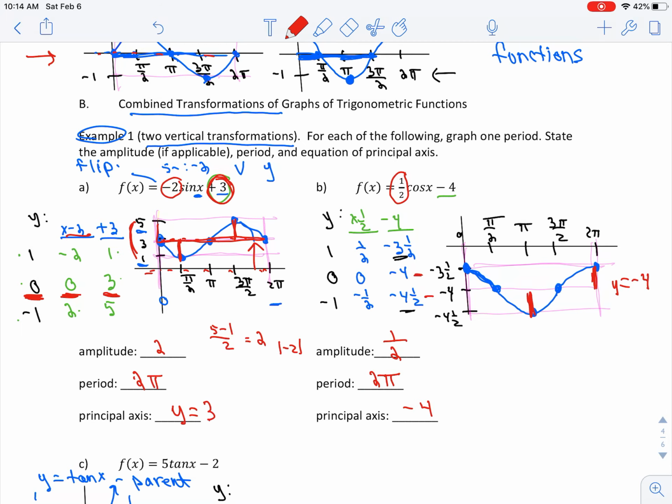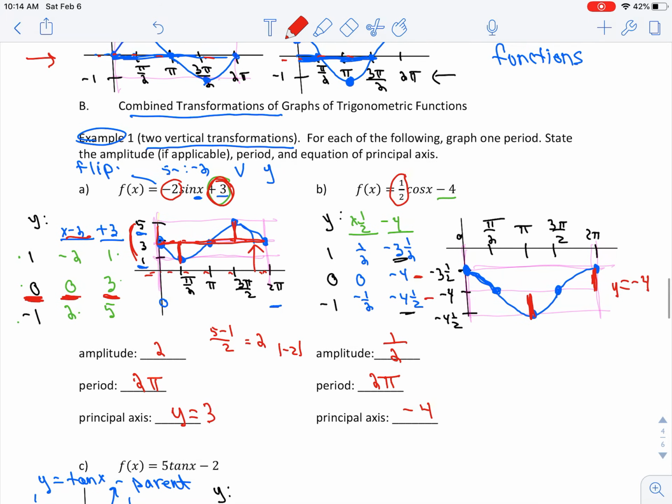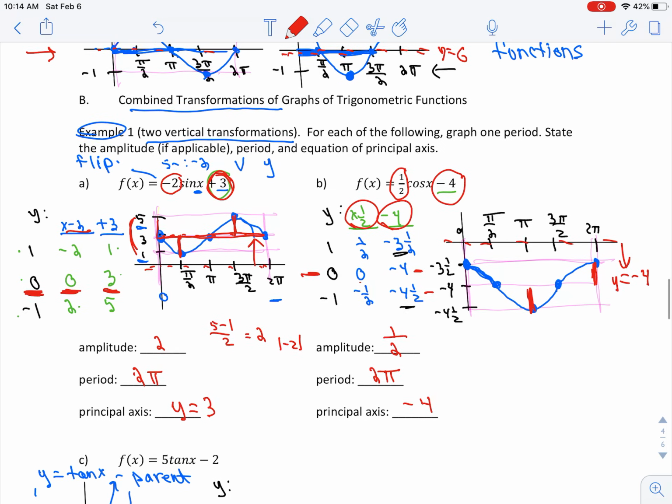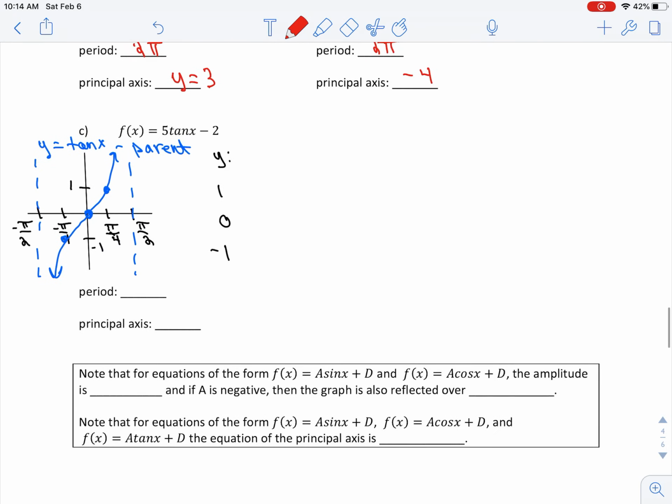And again, the reason for that is because the old principal axis used to be here at y equals 0. That's this value right here. When we did the multiplier, it doesn't change it at all, so it stays there. But then when we do the -4, that pushes that principal axis that used to be here down 4 units. And so that number matches this. Down at the bottom, we're just going to summarize this.